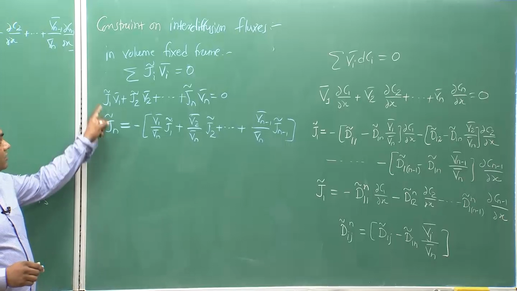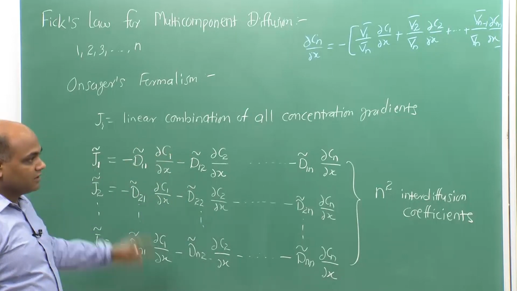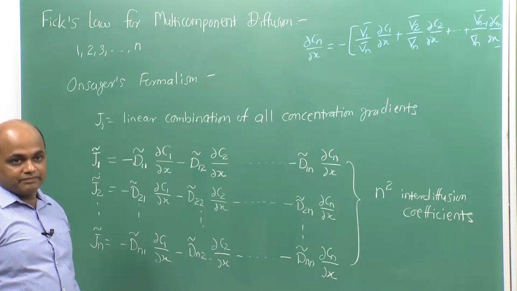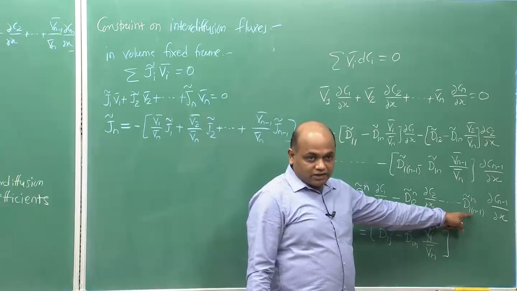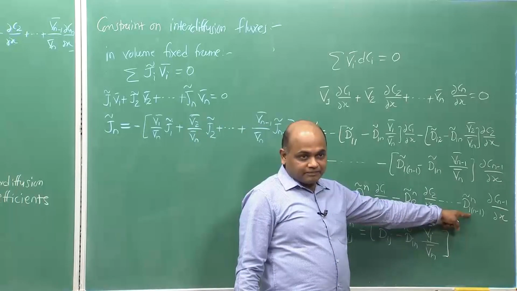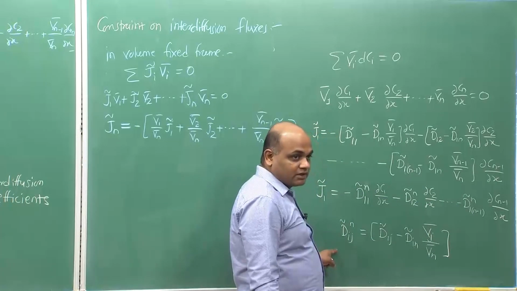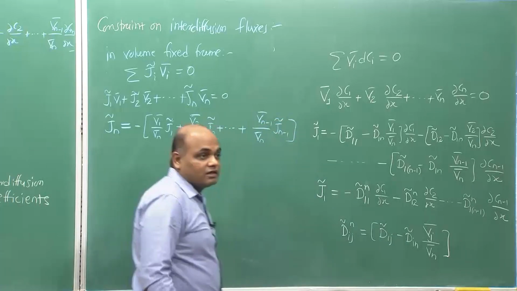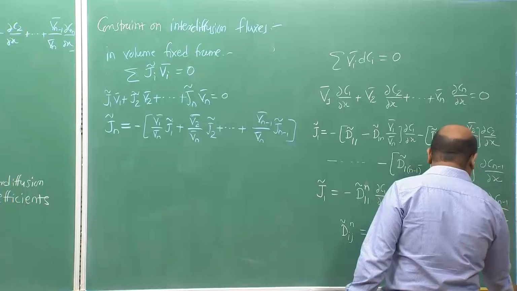So, again not all n fluxes are independent. The nth one is dependent, only n minus 1 independent fluxes. So, we have each flux expressed by n minus 1 independent terms, and there are n minus 1 such independent fluxes. So, total n minus 1 square interdiffusion coefficients.